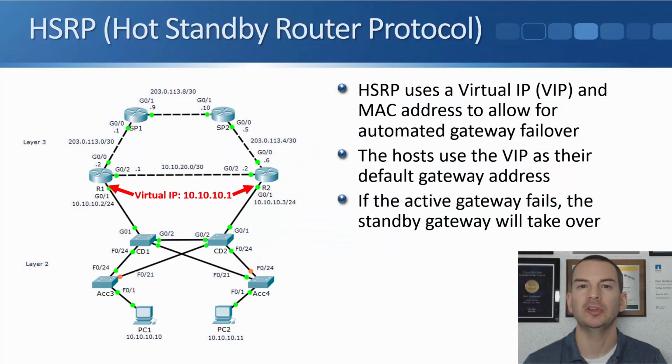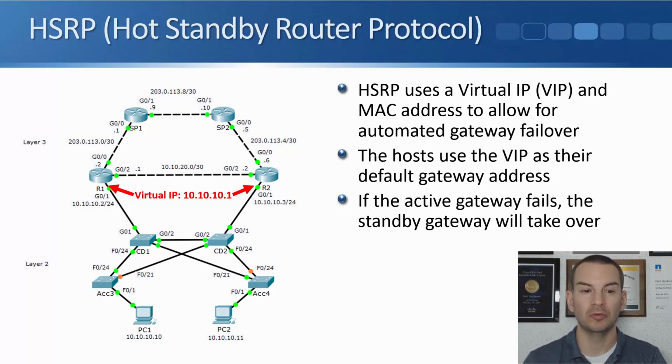In this lecture, you'll learn about HSRP, Cisco's Hot Standby Router Protocol. HSRP uses a virtual IP and MAC address to allow for automated gateway failover. So you see in the example here, we've got R1 and R2, which are going to be redundant default gateways for our PCs in the 10.10.10 subnet.